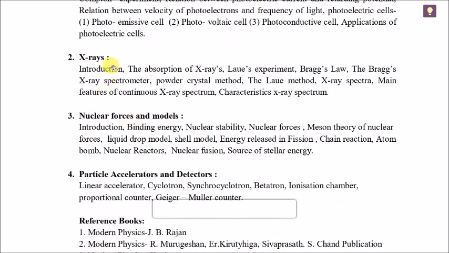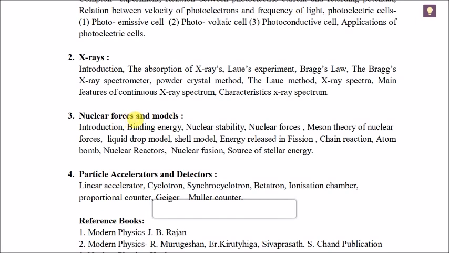Then the second part of this paper, that is the nuclear physics part, has two chapters. The first chapter is nuclear forces and models, that is the third chapter. In this chapter we are going to discuss nuclear physics, in which basically we are discussing the nuclear forces. In nature there are different types of forces.